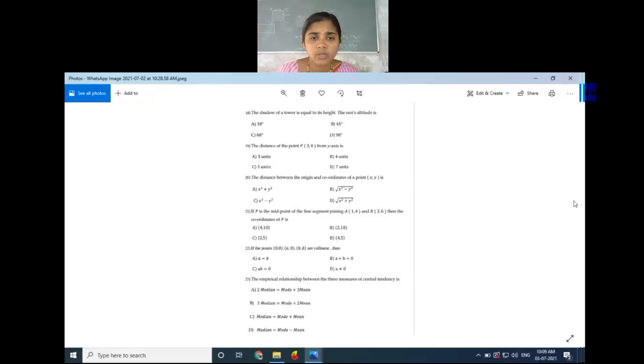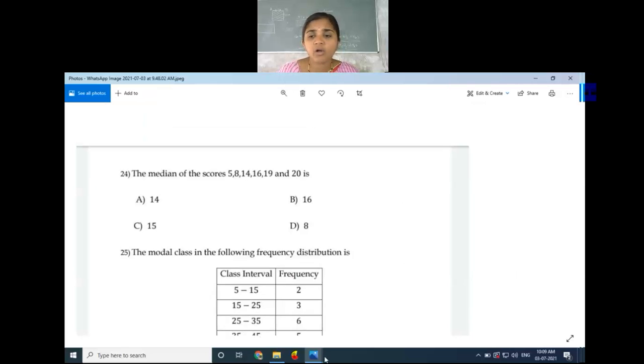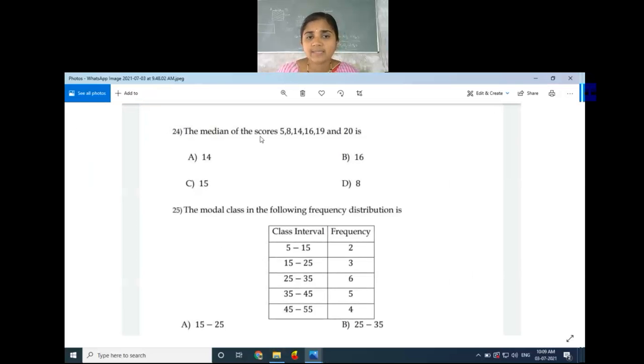Now question number 24. The median of the scores 5, 8, 14, 16, 19 and 20 is... What is your answer? Median. How many numbers are there? 1, 2, 3, 4, 5, 6. So there are an even number of values.